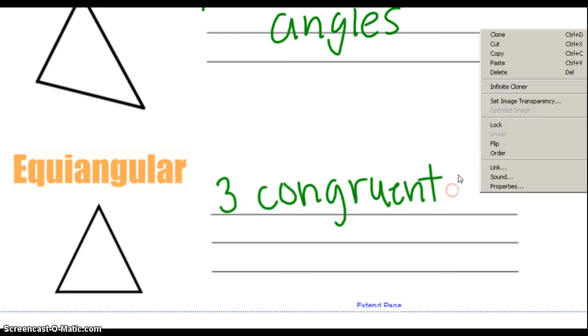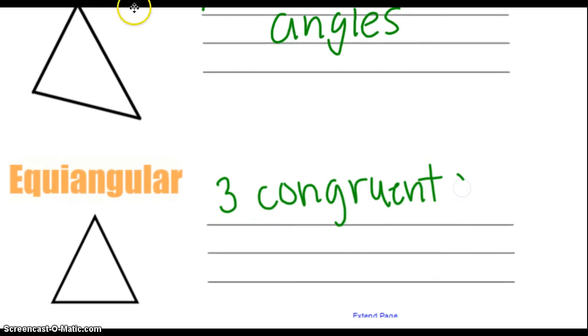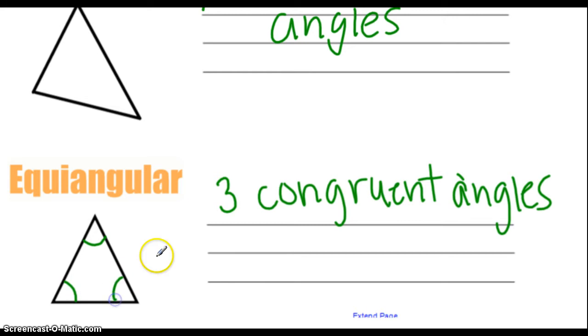Now let's think about this. You know that the interior sum has to be how much? 180. So if it has to be 180 degrees and all the angles have to be congruent, and I can show they're congruent by going like this, so if all those angles have to be congruent, and we know they have to sum up to 180, 3x equals 180, x is 60. So each angle in there is 60 degrees.